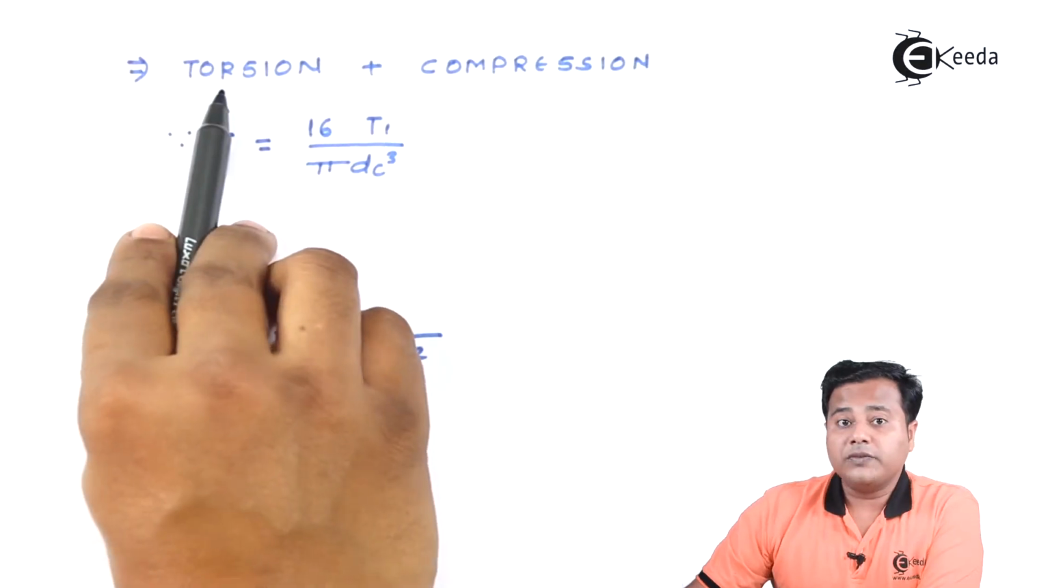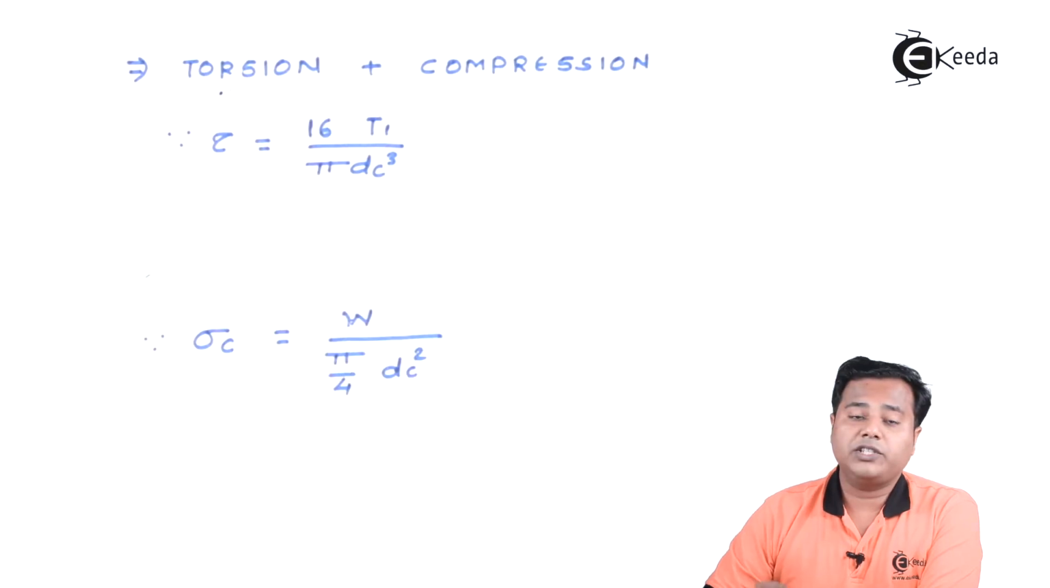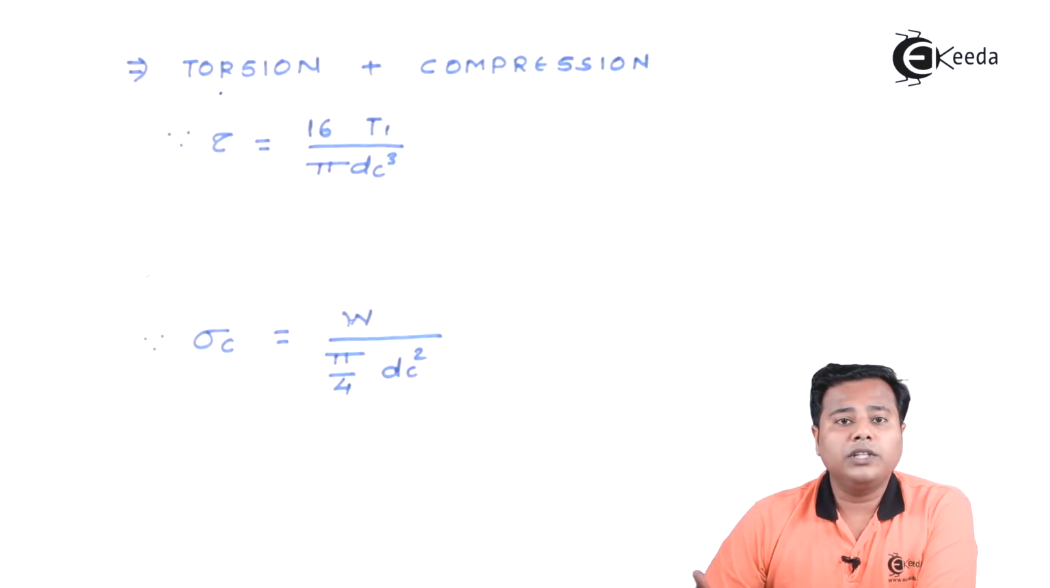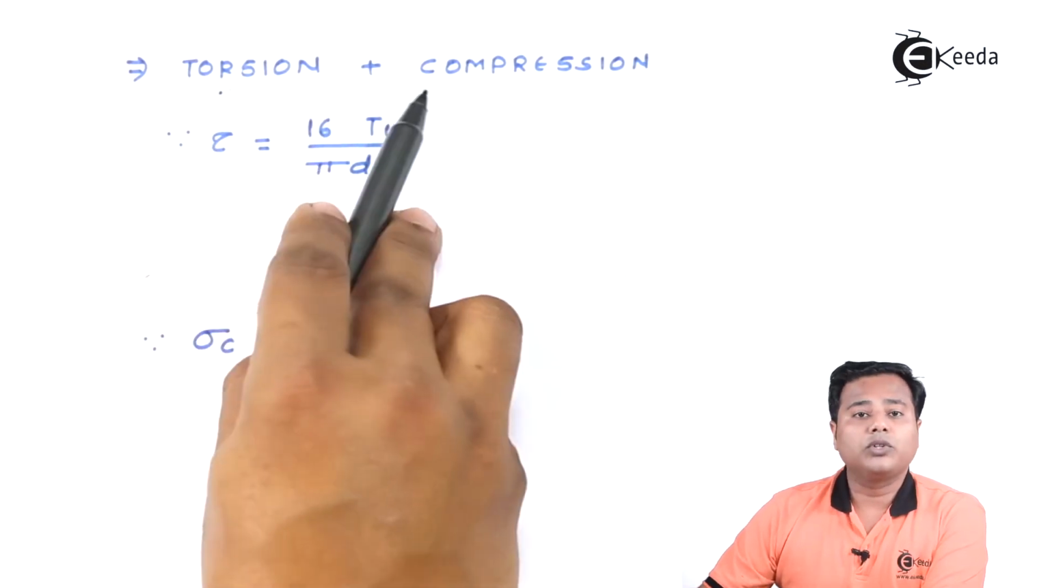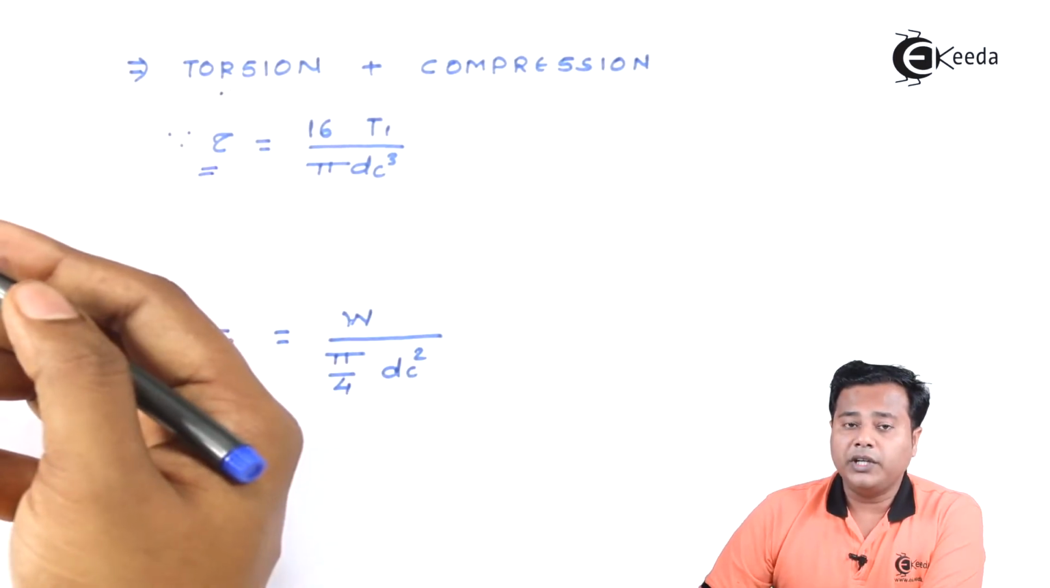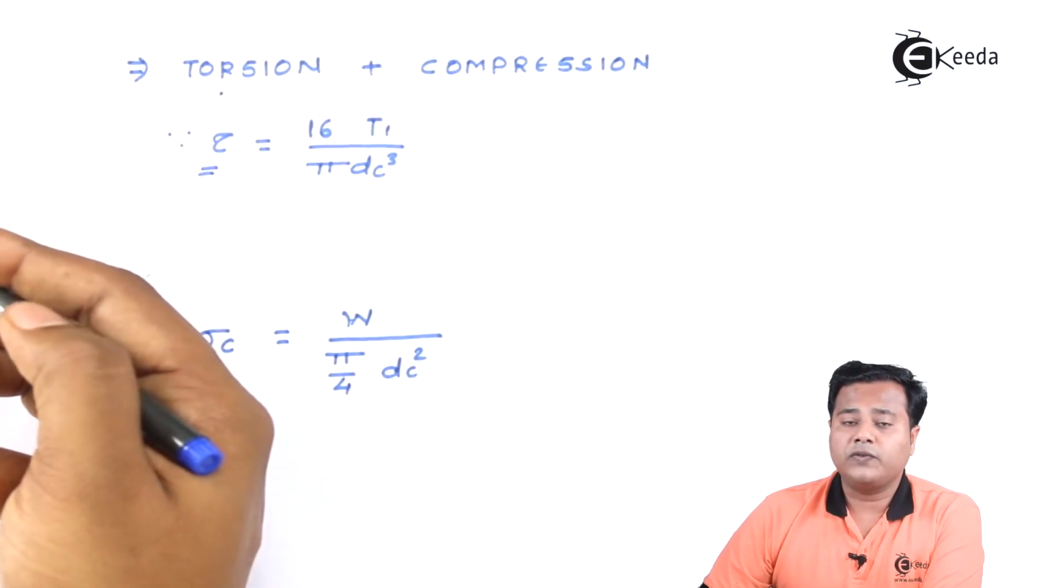So there are two aspects which we need to consider: torsion and compression, because the screw, the power screw, is going to fail under only these two conditions, the torsion and the compression, and that's why we have to consider both of them. So as far as the torsion is concerned, we know that shear stress is going to be induced, so we need to find out the shear stress for the component.